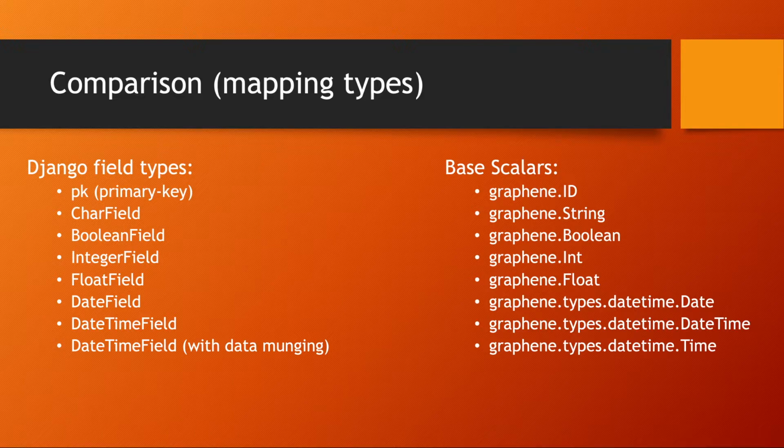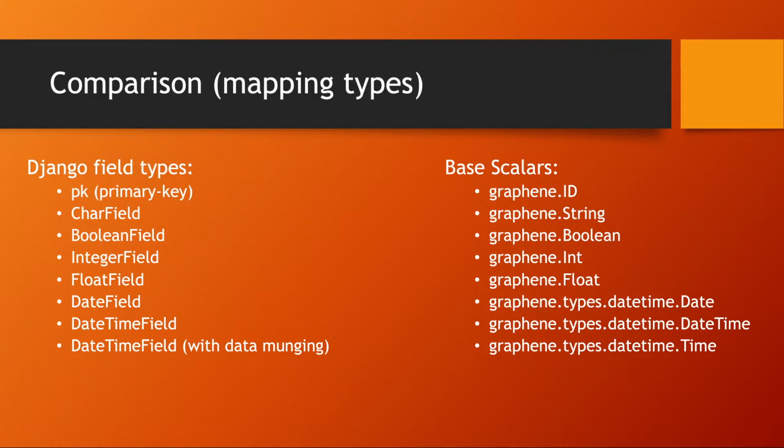Anyway, comparisons. On the left, you have Django field types. On the right, you have the base scalars, or what they're called in Graphene. And you can see there's almost a one-to-one relationship here. Primary keys can go to Graphene IDs. You have char fields that can go to Graphene strings, so on and so forth, all the way down the line. Now, it would be nice if there was some sort of library that let you go directly from Django into Graphene like this.